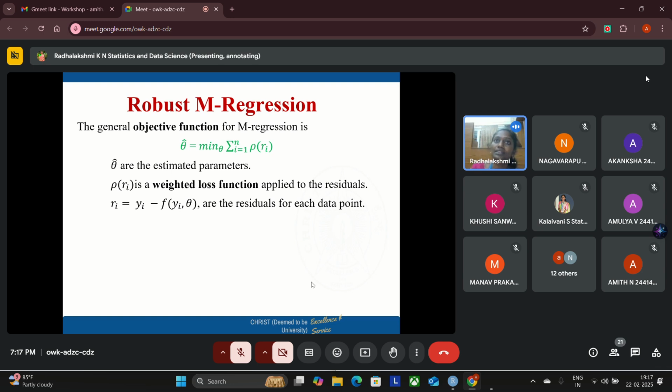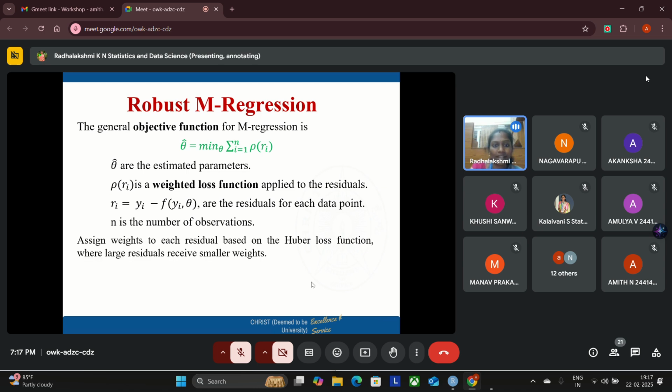First, we have to find the residuals of the linear model. Then we go for the weighted loss function. I will tell you how to find that weighted loss function. Then we take the sum and try to minimize it. This is the main objective of M regression. Here N is the number of observations, and the rho function is a weighted loss function. Today we are going to deal only with the Huber loss function.